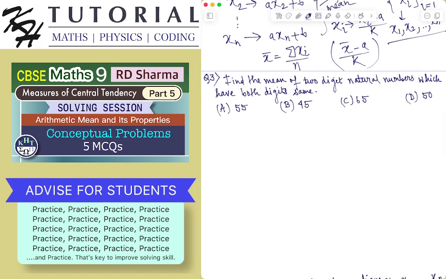Okay, so now what are the observations? The numbers are 2-digit natural numbers. What are all the 2-digit natural numbers where both the digits are same? They can be 11, 22, 33 up to 99. These are the 2-digit natural numbers whose both digits are same. Now we have to find the mean of these numbers. So what will be the mean?